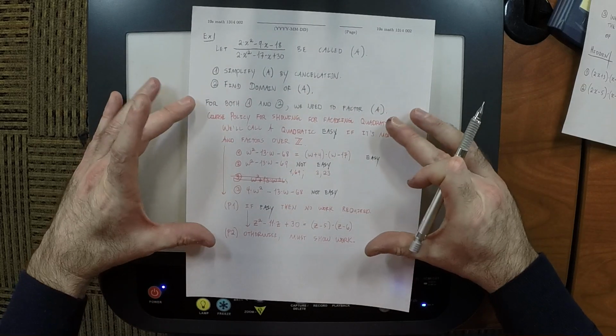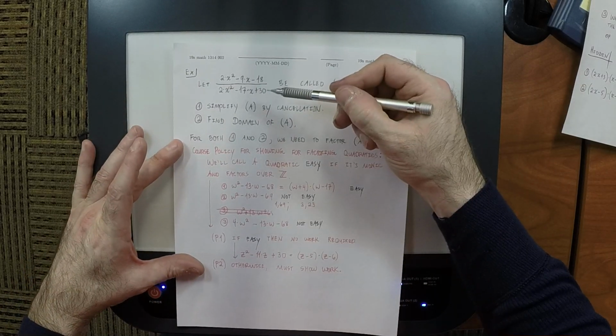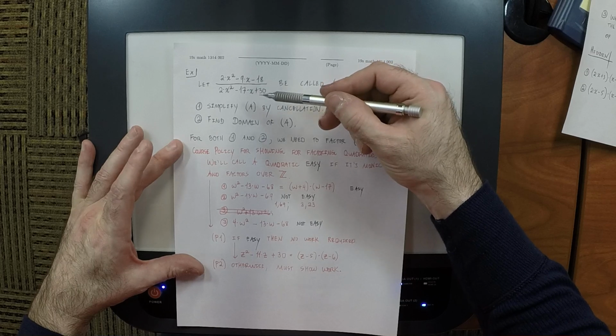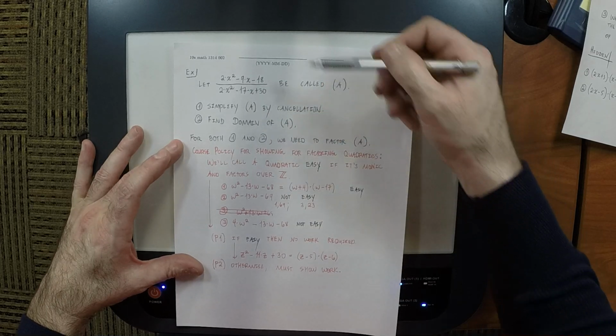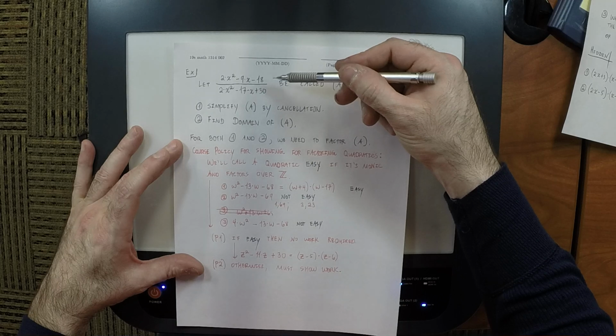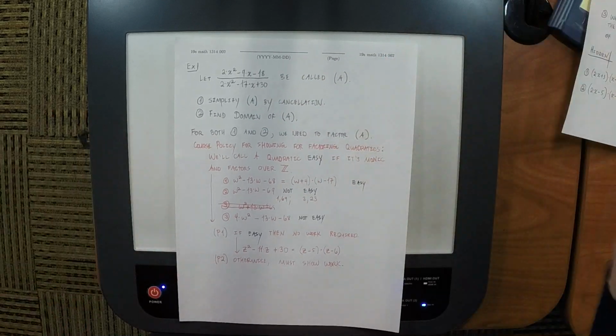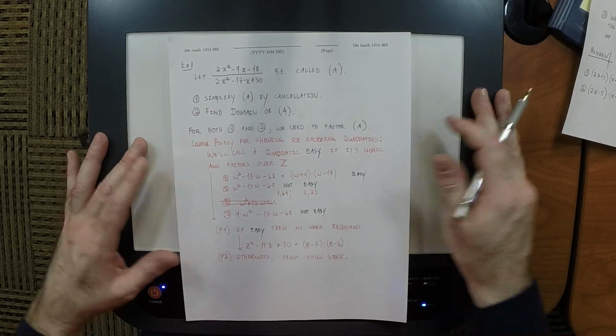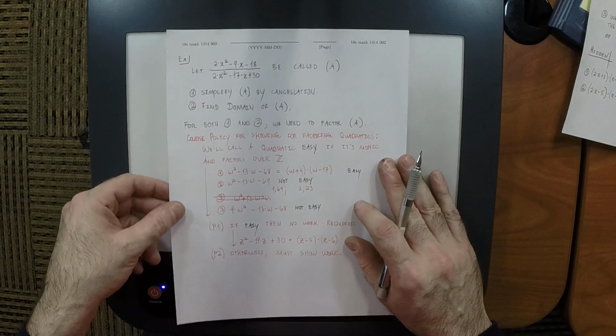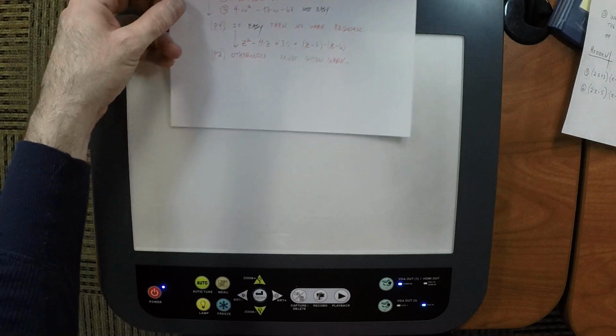So what that means essentially is that we're going to have to factor A, and notice that there's this quadratic and that quadratic, and neither one of them is easy, which means that we have our work cut out for us. So can you see the implication? All right, so let's do it.